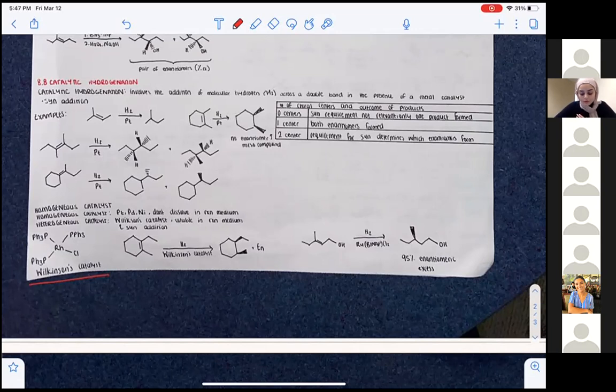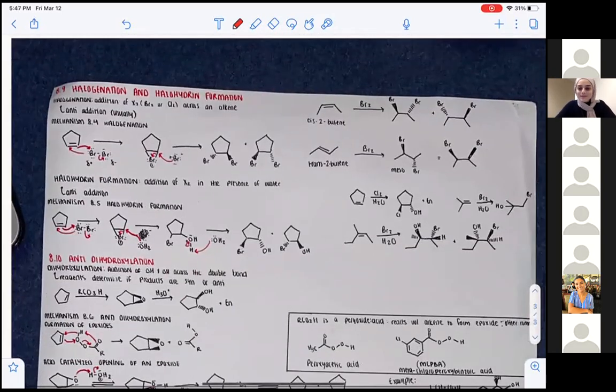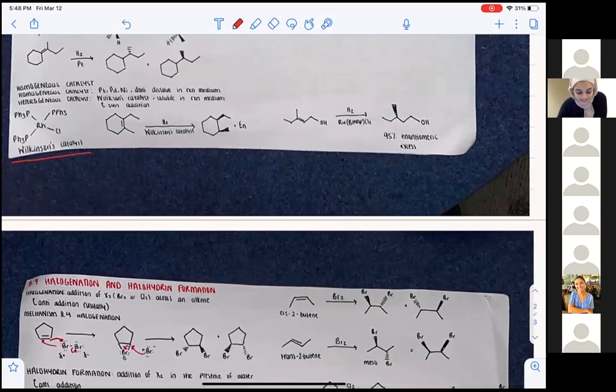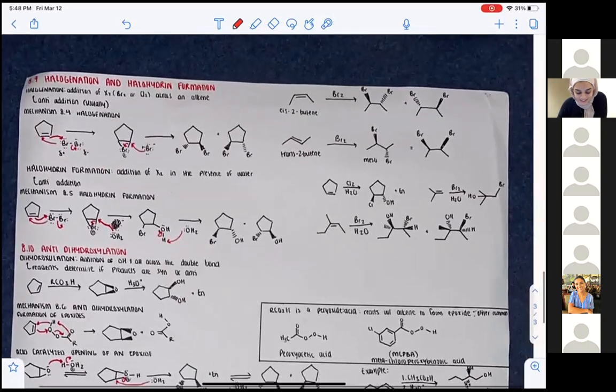We have H2 and Wilkinson's catalyst, and that's causing syn addition, and the hydrogens are gone. There's no double bonds. So yeah, that's what I'm going to say about that. I feel like I'm worrying you guys, since you're like, wait, what is she talking about? Pd, CaCO3. Yeah, that's Lindlar's catalyst.